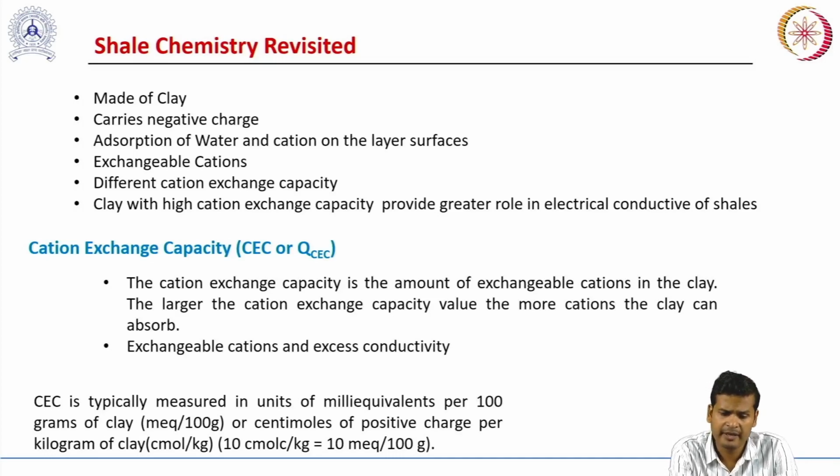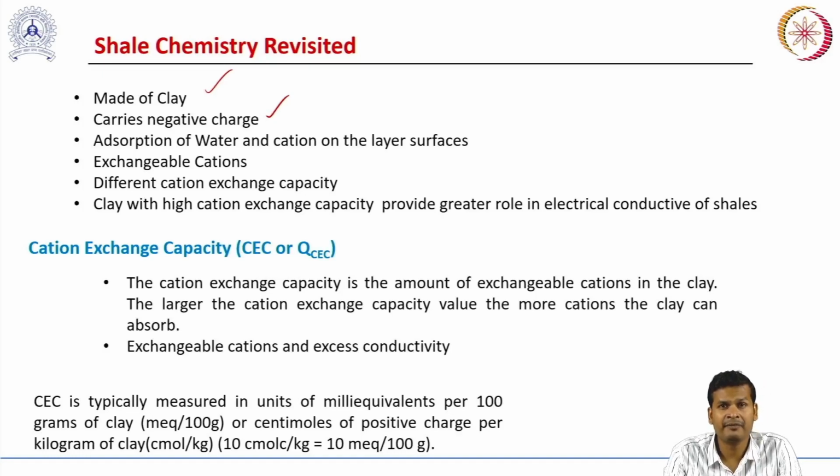We know that shale is made of clay, it carries negative charges. We have already discussed the clay chemistry, where we discussed that clay is made of different sheets, that is the tetrahedral sheet and octahedral sheet, and in order to balance the negative charges, we have cations inside our sheet structure. But sometimes a higher valence cation can be replaced by a lower valence cation inside our clay structure. That's why clay carries negative charges.